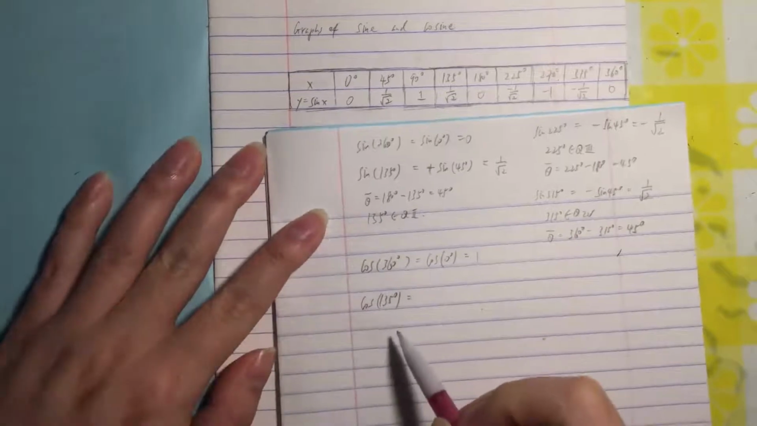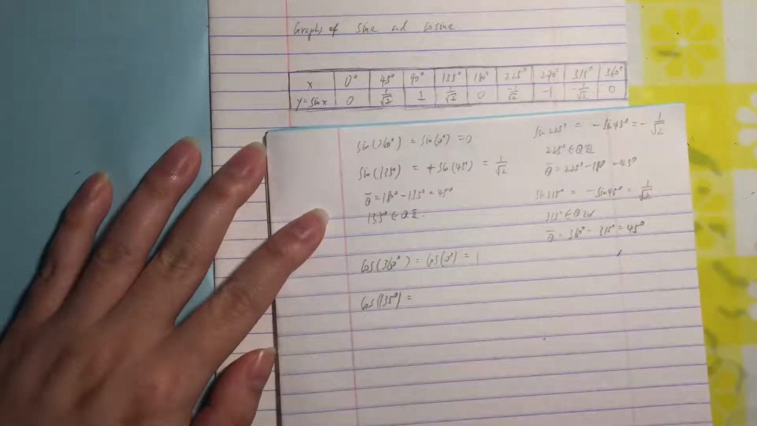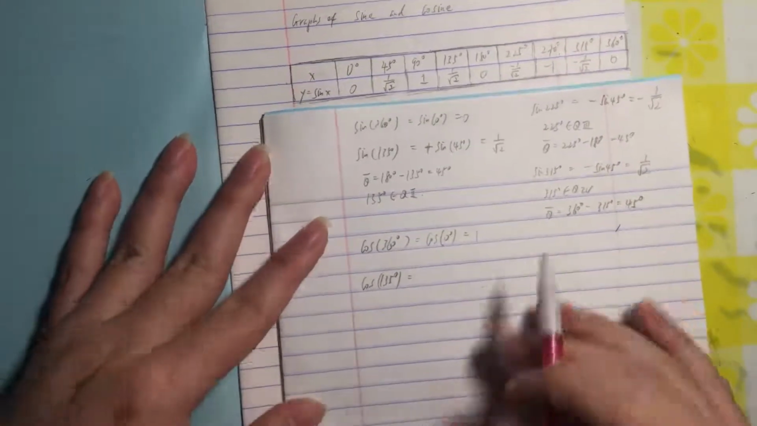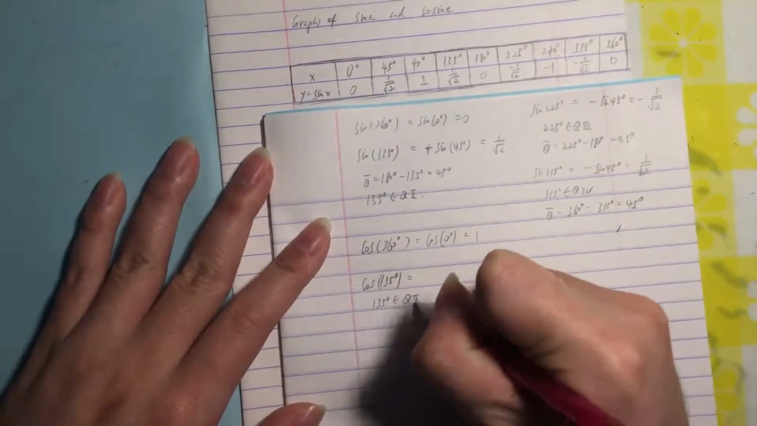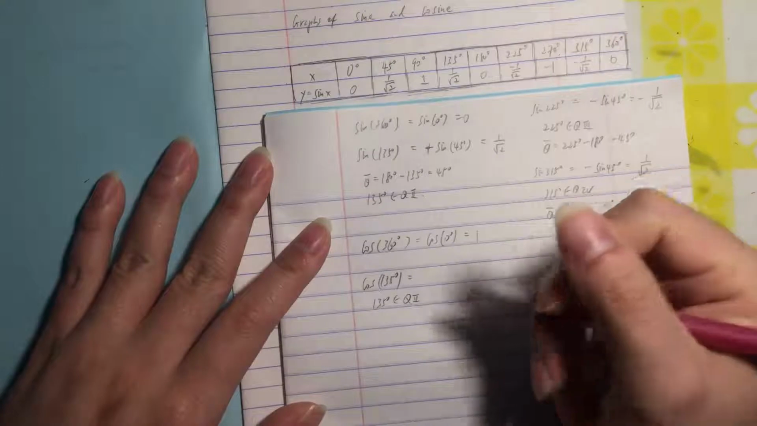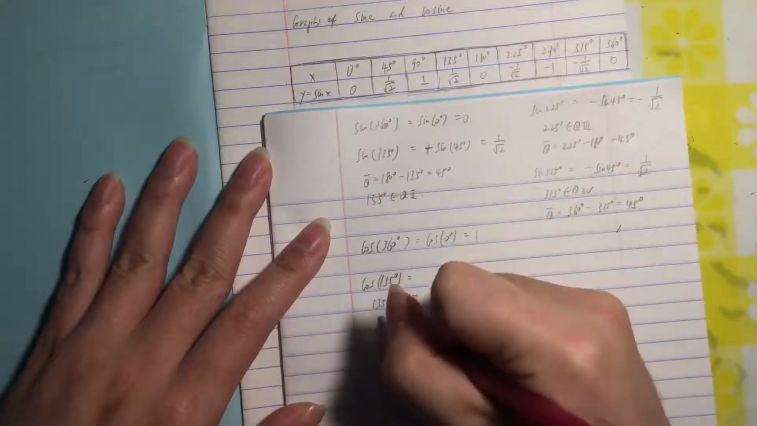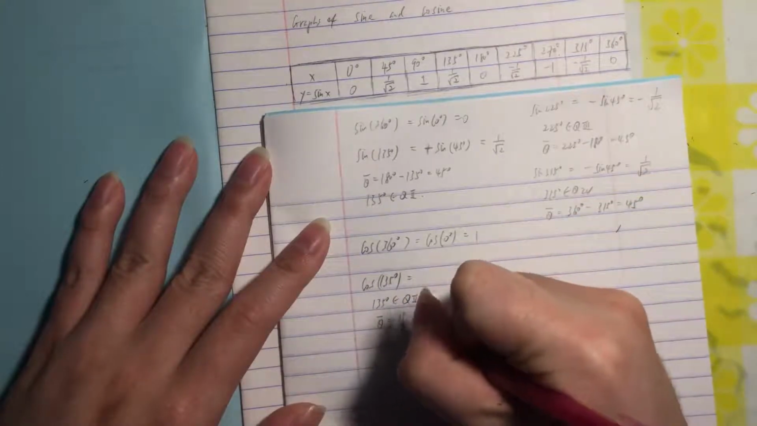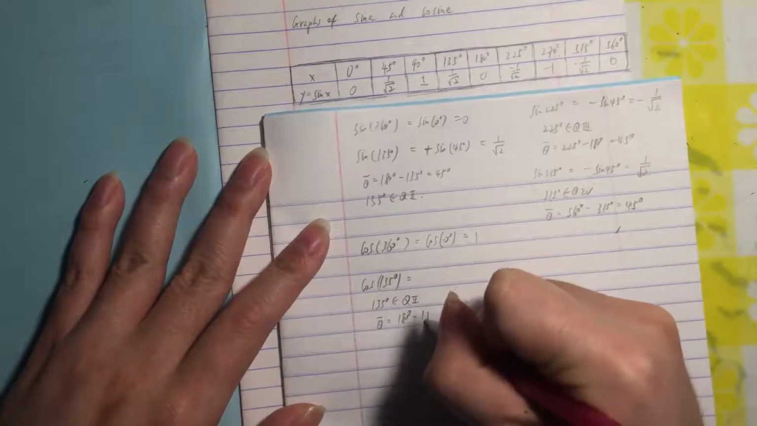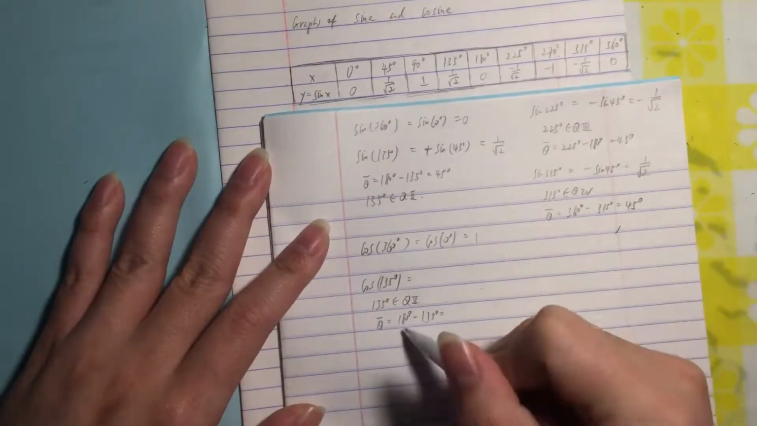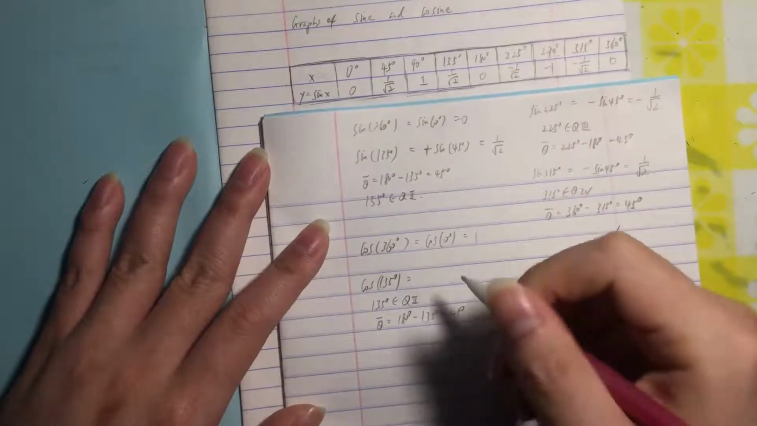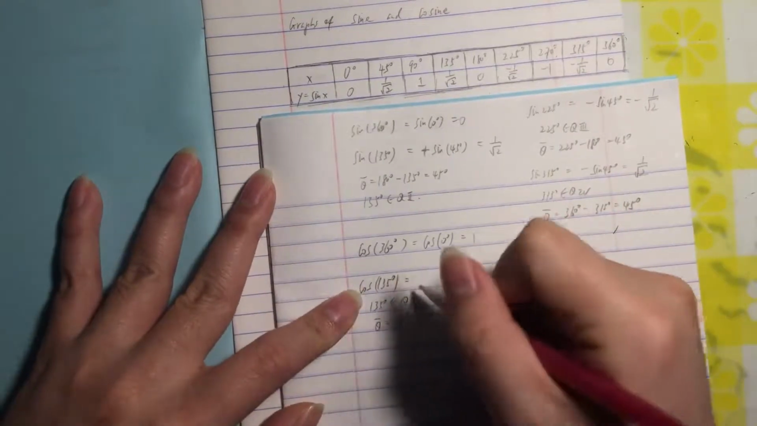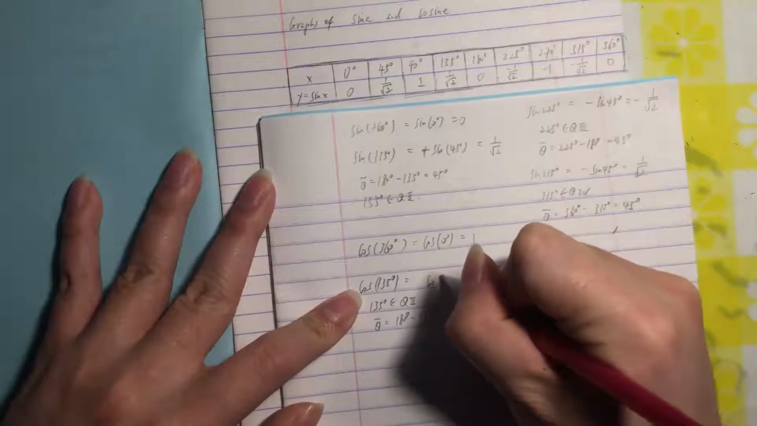For cosine of 135 degree angle, we must use its reference angle. The 135 degree angle lies in quadrant 2. For an angle that lies in quadrant 2, its reference angle is always 180 minus the angle itself. 180 minus 135 is 45 degrees. So that's the reference angle. Cosine 135 is the same as cosine 45.